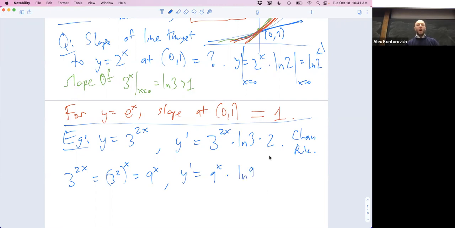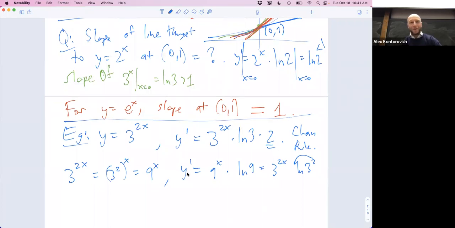Log of 9. Why are these two the same thing? Because 9 is 3 squared. This is 9 to the x is 3 to the 2x, as before, and log of 9 is natural log of 3 squared, and that 2 could come down and become that 2.